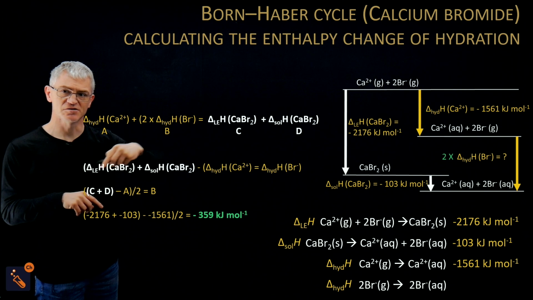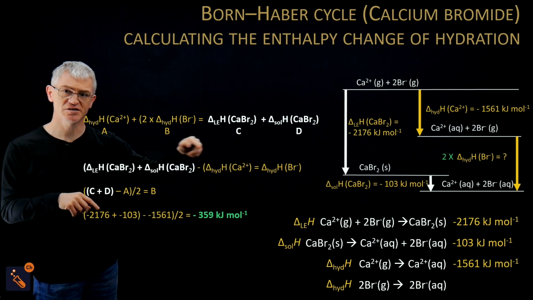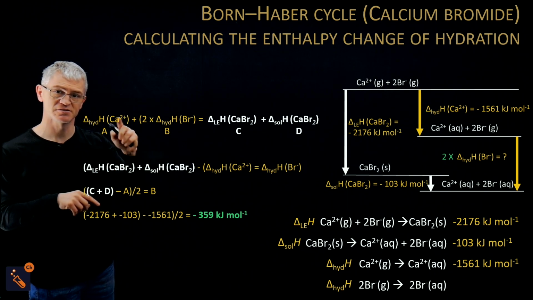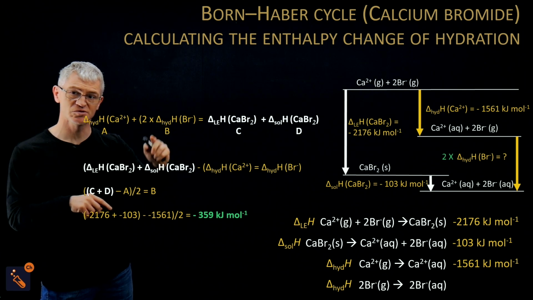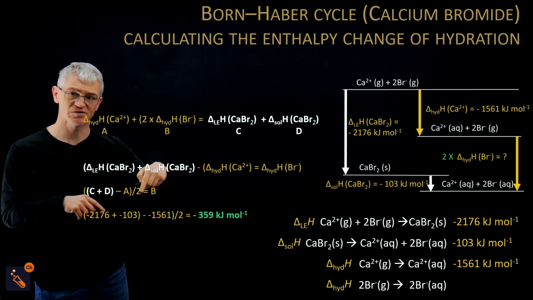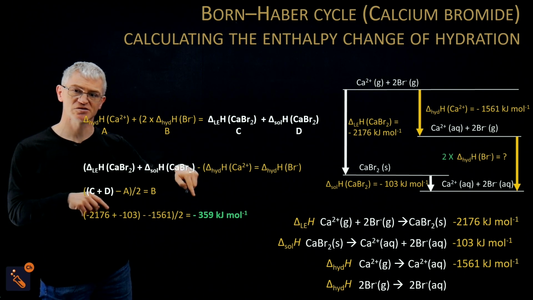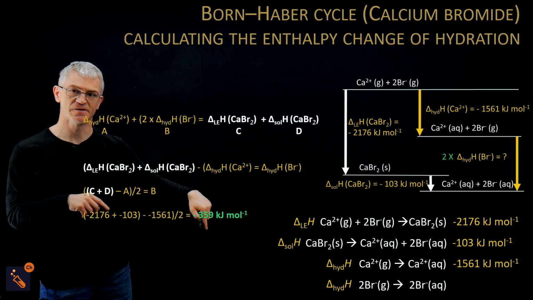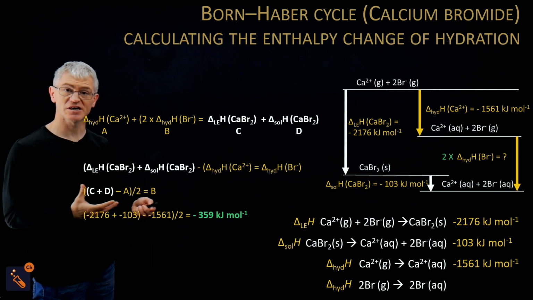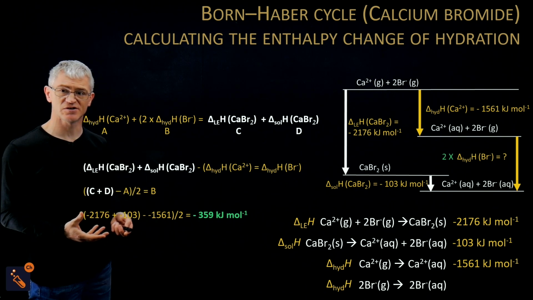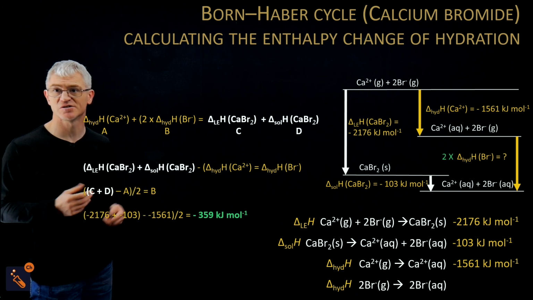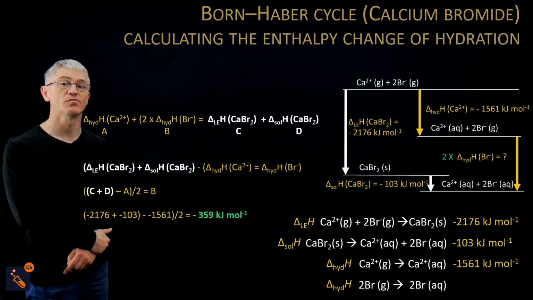Okay, so C plus D minus A, so minus this, is going to equal 2 times, and then I take this whole thing and I divide it by 2, and I've simplified it down here. If you divide it by 2, you get minus 359. Okay, and a quick check for you is all enthalpy change of hydrations are negative, so if you get a positive number, you've put the numbers in wrong.